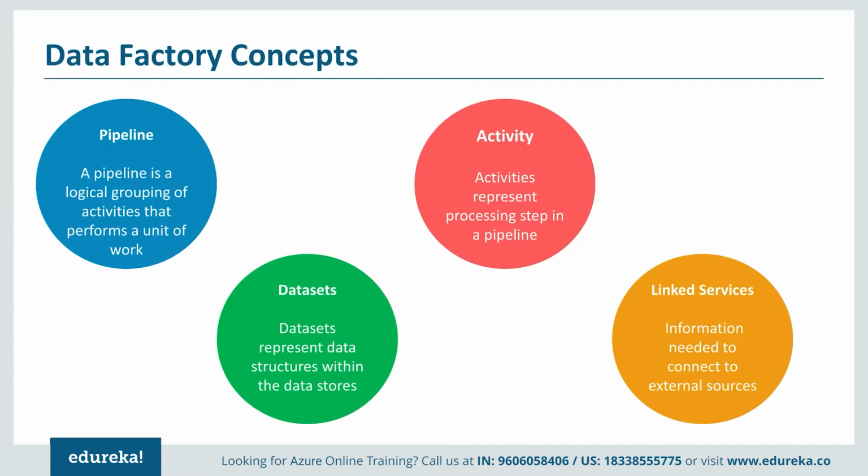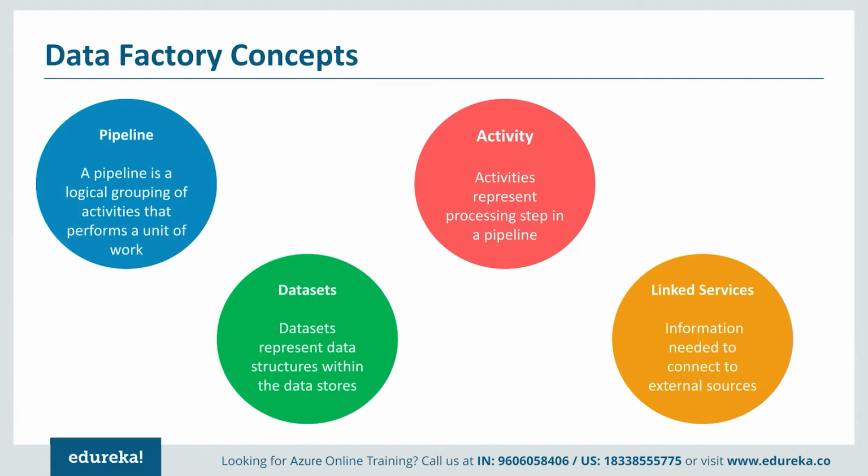Now, this individual process is nothing but an activity. If you take a look at this slide, you'd understand that activities represent a processing step in a pipeline. That means your pipeline can have one or multiple activities. This activity can be anything. It can be a single process like querying a particular data set, or it can be something like moving data from one source to the other.